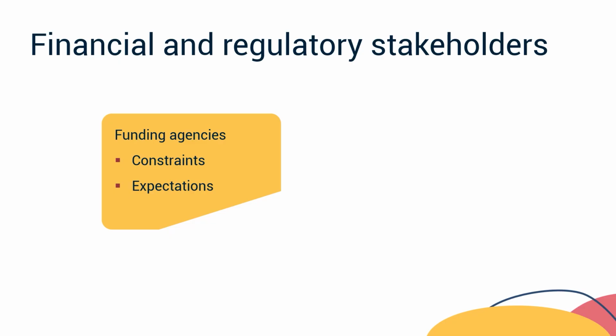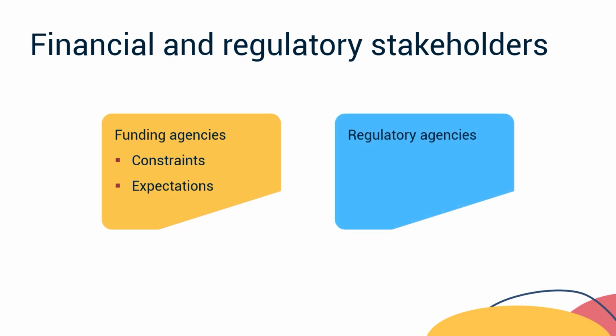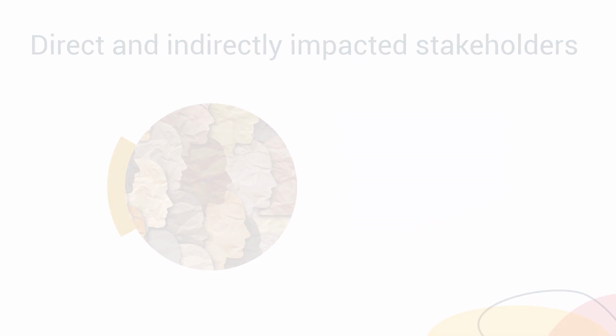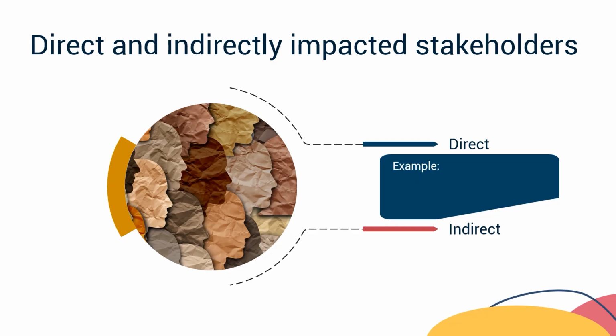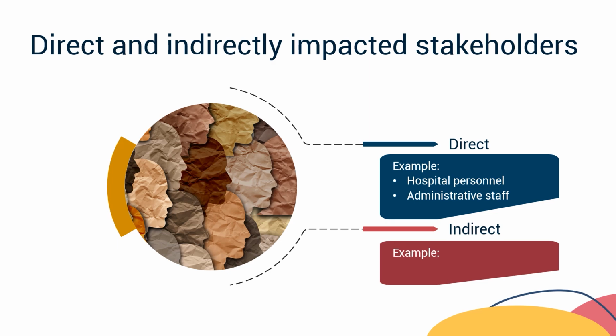In our Integrative Care Alliance example, the funding would likely come from the alliance, or possibly additional funding from private equity firms. The regulatory agencies ensure your program adheres to established legal boundaries and industry standards, such as the State Health Department. You will also need to consider stakeholders directly and indirectly impacted by the program. Examples of directly impacted stakeholders include hospital personnel or the administrative staff who need to incorporate the new hospital's workflows into theirs. Community stakeholders external to the program would include future hospital patients.